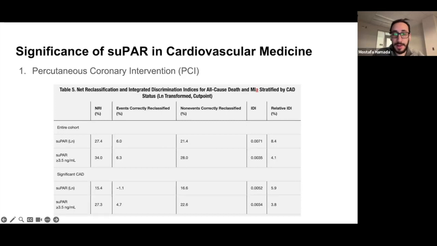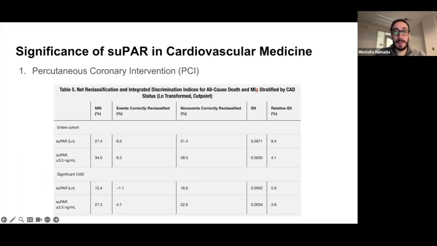Initially, back in 2010, there was more research into using pro-uPAR, not the receptor, but uPAR as a plasminogen activator to activate plasmin and to induce fibrinolysis. However, this medication has not yet been approved by the FDA.